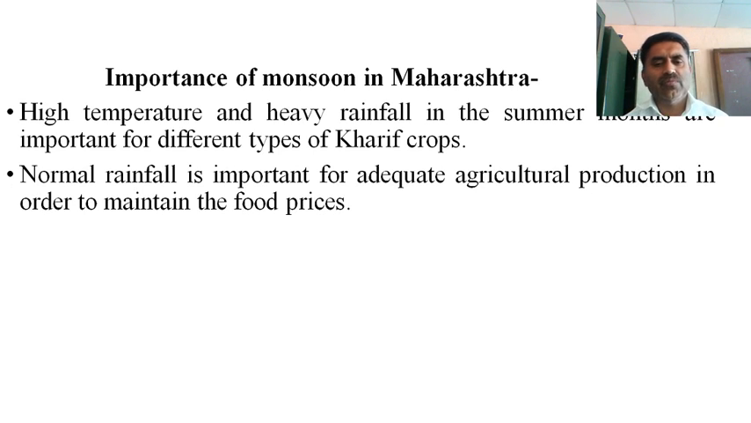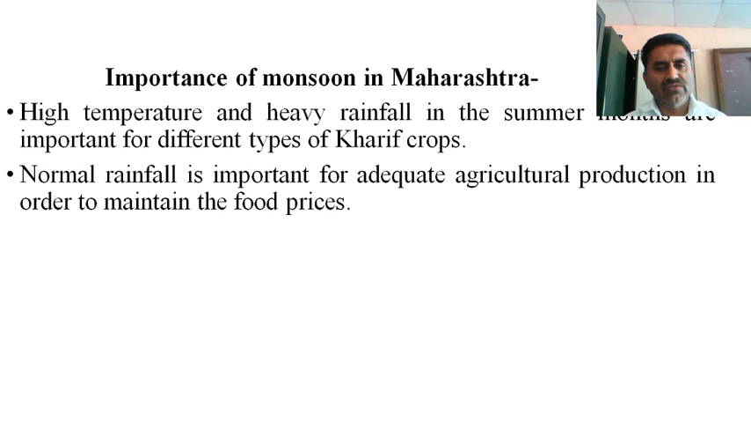Normal rainfall is important for adequate agriculture production in order to maintain the food prices. Not very less and not very high or heavy rainfall is required for good agriculture or adequate agriculture production. But most of the time a normal rainfall does not occur, but heavy sometimes, and somewhere there is heavy rainfall, at the same time there is very less rainfall in some parts, and that's why food prices get decreased or increased, and most of the time there is a loss for the farmers.